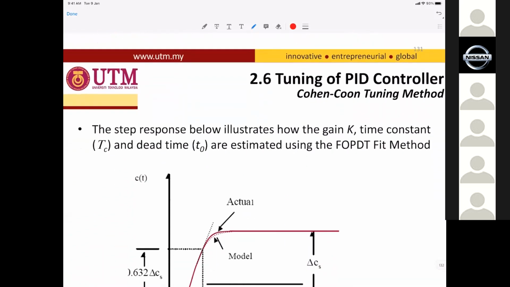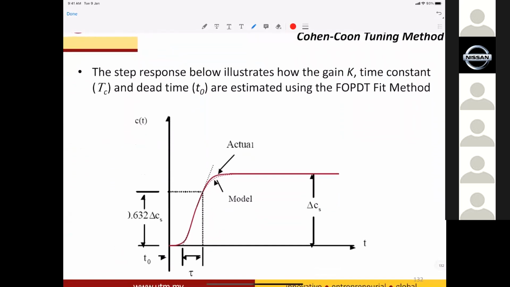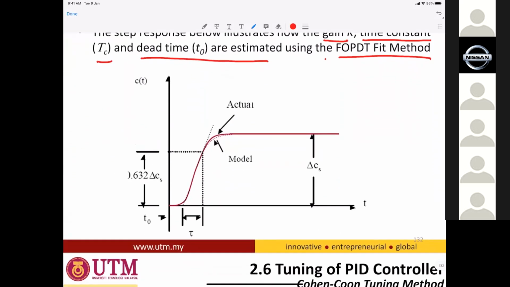So the step response, we below illustrate how the gain K, time constant, TC, and dead time are estimated using a FOPDT fit method. Okay. So we have actuals, which is the real data. Actual is the real data. And model is the estimated data.